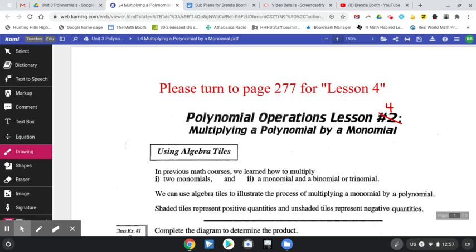So as I get to this lesson, I realize lesson 4 is not in your notes package, but it is right in your workbook. So lesson 4 is going to be done right in our workbook. Please turn to page 277 for lesson 4.